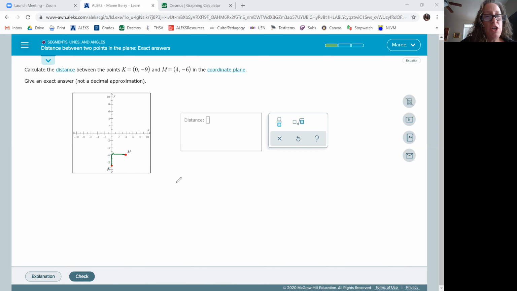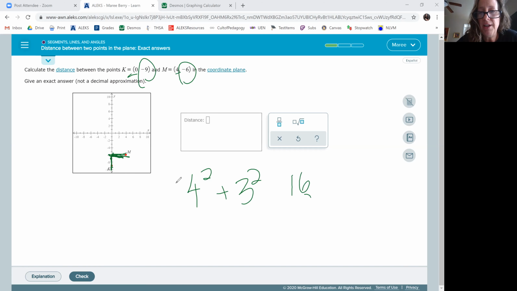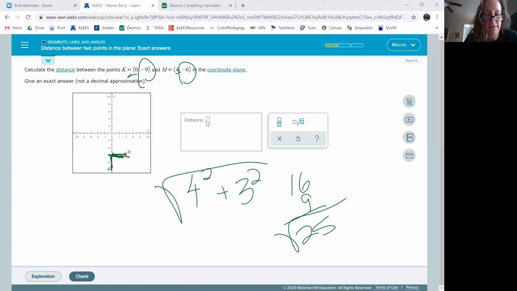Okay, so we just look at, I still do the x first. So I'm looking at here. So I'm going from 0 to 4 is 4 units. So I'm going to square 4. And then this right here from -9 to -6 is 3 units. Oh, this is 3, 4, 5. So I have 16 plus 9 is 25. And then I take the square root of that, and that is 5. Square root of 25 is 5.